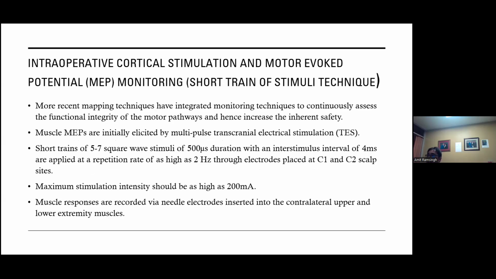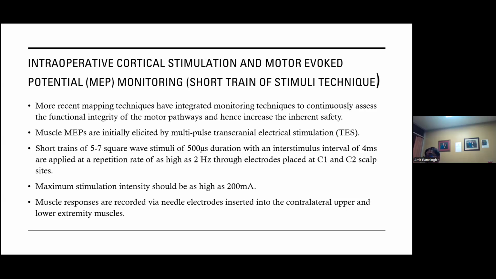We go to the second of the two main techniques, which is our short train of stimuli technique. It is the more recent of the two mapping techniques compared to the Penfield technique. And it's been integrated into monitoring techniques to continuously assess the functional integrity of our motor pathways, such as the corticospinal tract, and hence increase the inherent safety. So muscle motor evoked potentials are initially elicited by a multipulse transcranial electrical stimulation, or TES.